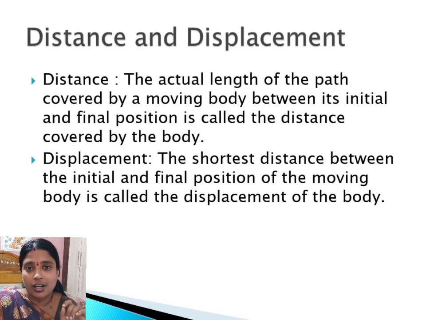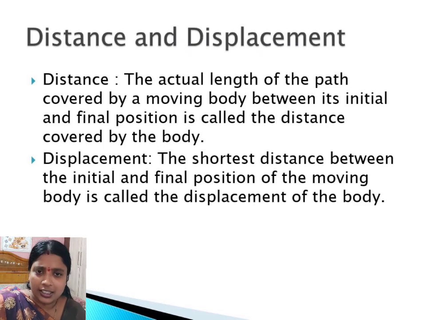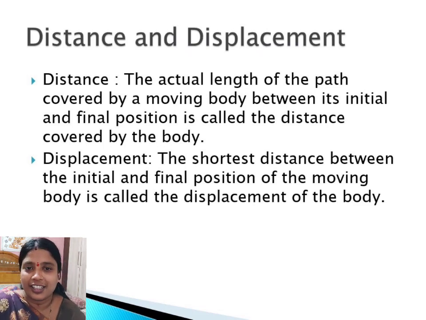Okay, so distance is the total length of the path. Displacement is the length of the shortest path from the initial to the final point. Now let us understand more about distance and displacement with this example. In this slide, you can see home and trees. There are two trees in two different positions, A and C, and position B is for home.